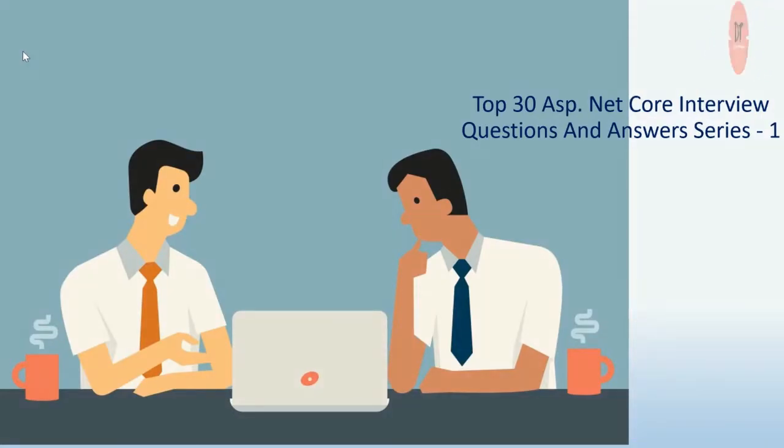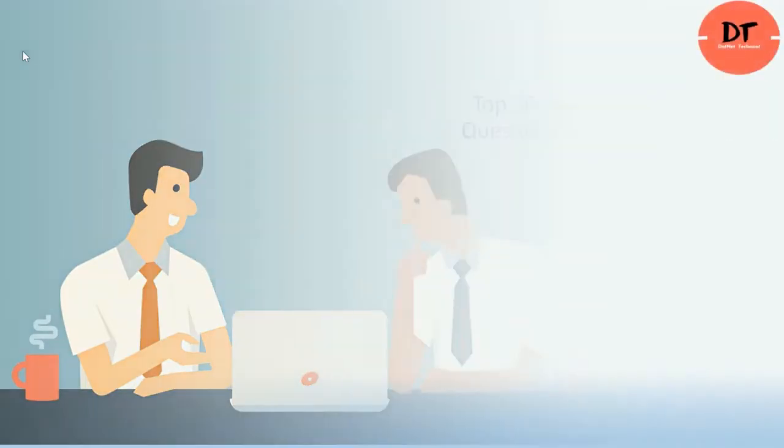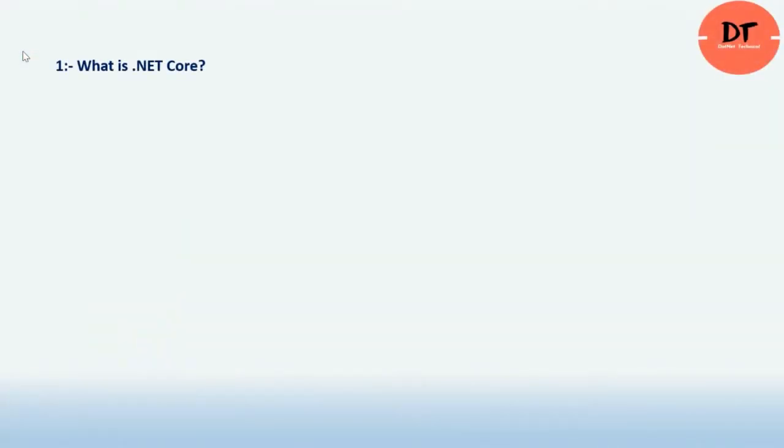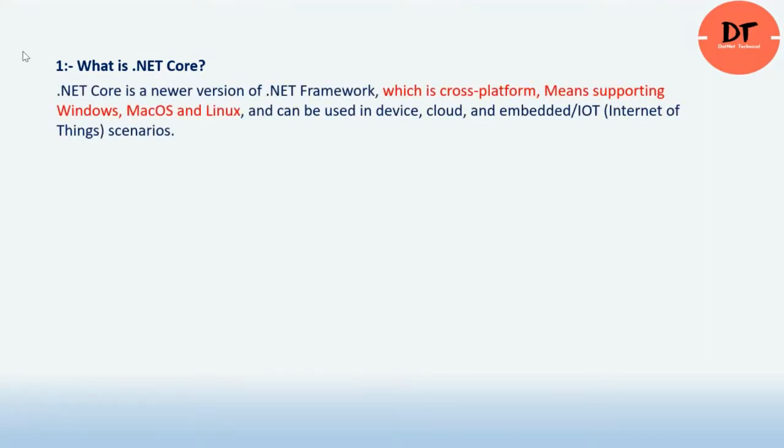So let's get started. The first one is, what is .NET Core? .NET Core is a general purpose framework that may be used to build software applications for Windows, Linux, and macOS. .NET Core is the most versatile framework and can be used to build all kinds of software applications like Windows applications, web applications, mobile applications, and APIs.